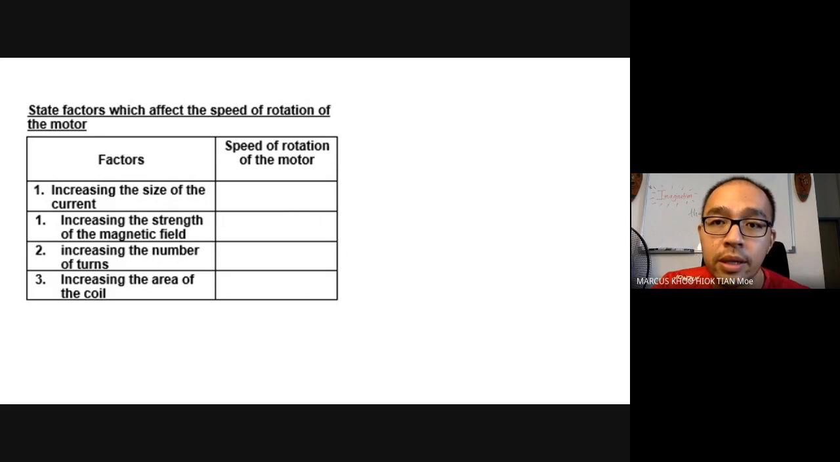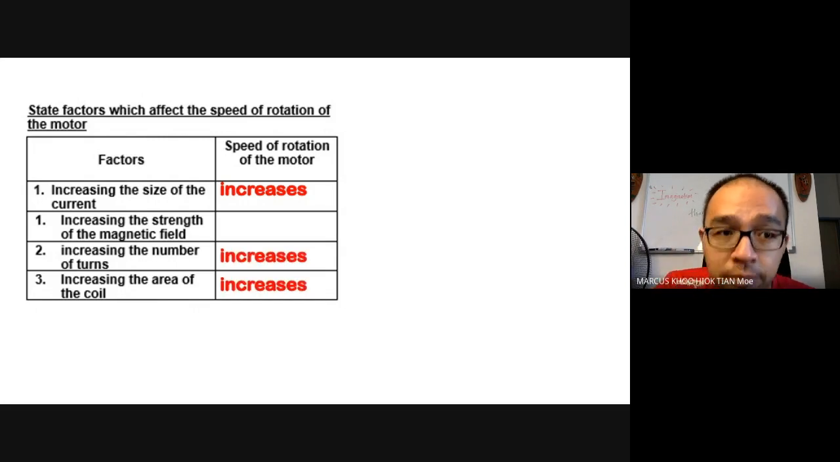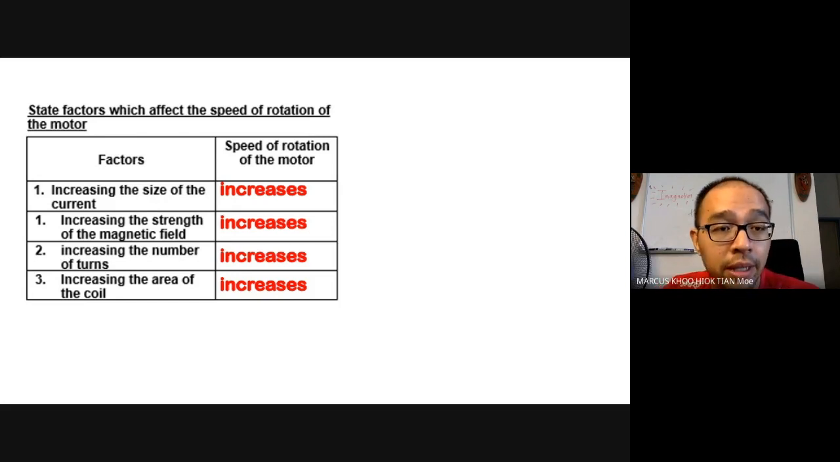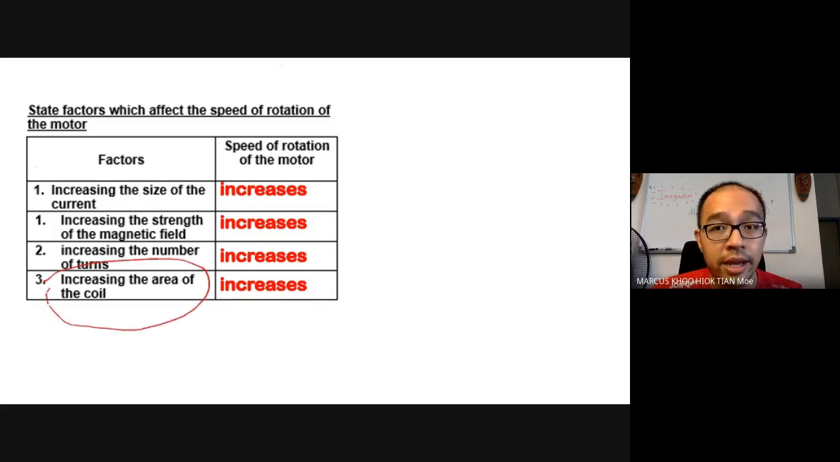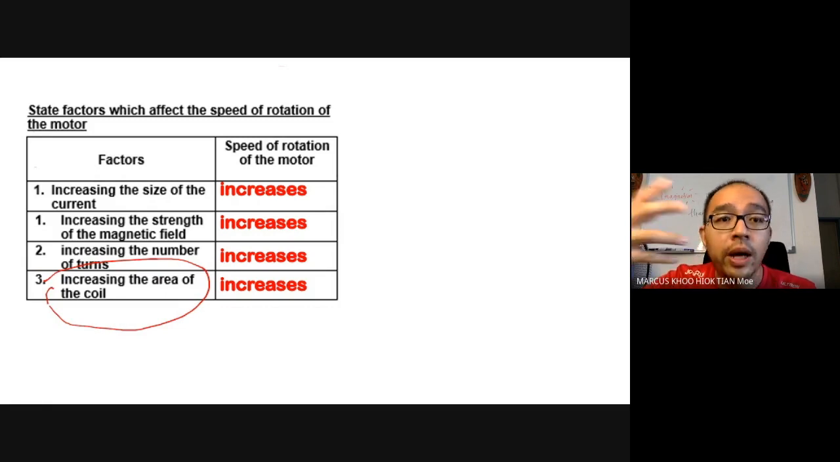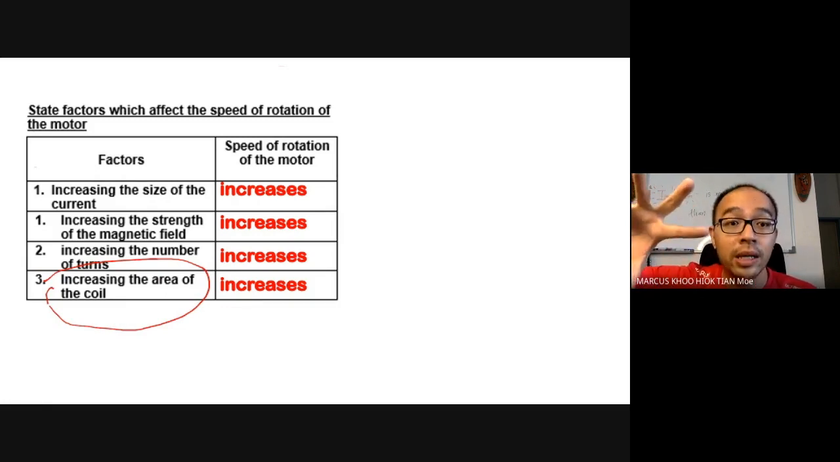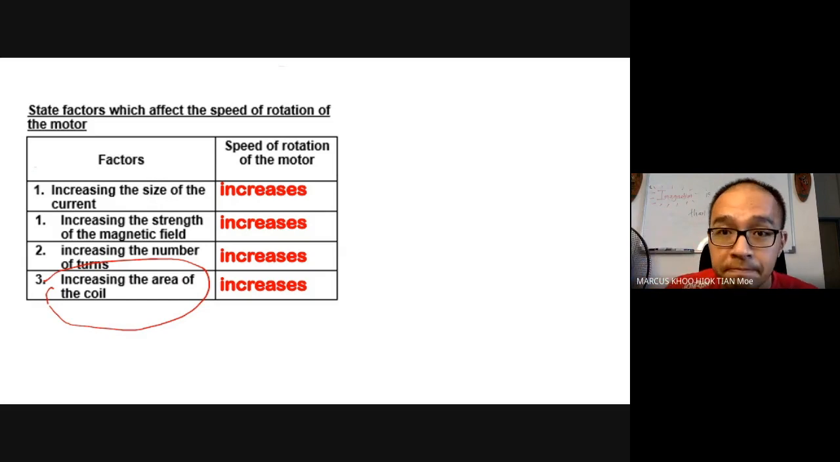State the factors which affect the speed of rotation. Increase the size of the current, your speed of rotation will increase. You increase the strength of the magnetic field, the speed will also increase. There is a fourth one now, which is the area of the coil. You increase the area of the coil, a bigger coil will give you a bigger speed, provided that the fan is the same.